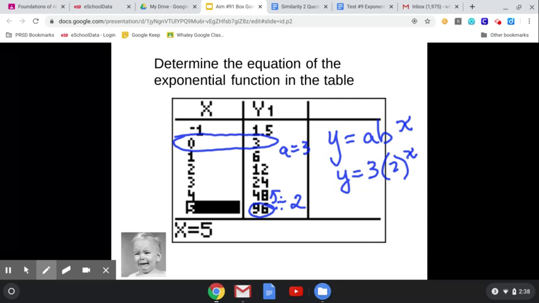48 divided by 24 is 2. 24 divided by 12 is 2. 12 divided by 6 is 2. That's all there is to coming up with the equation. So maybe I'd put one of those on the exam and ask you to explain it. Who knows?